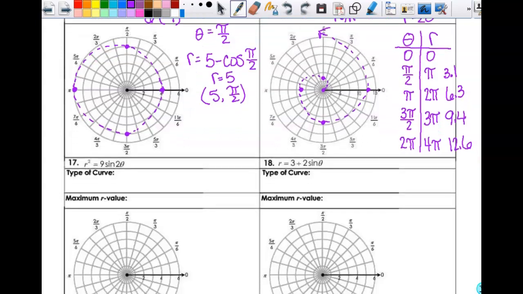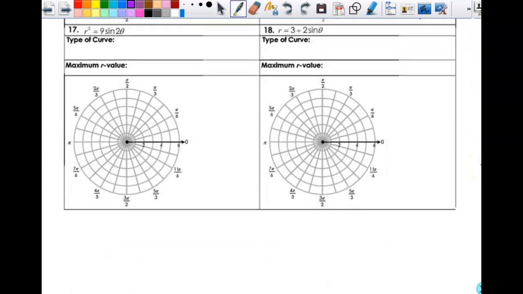All right, so let's look at 17. I'm back to r squared, so that makes it a lemniscate. My maximum r value, this is a squared, so I take the square root and I get 3. All right, so if it is like a 2-petal rose, if it was cosine, we would start on the x-axis, but it's sine, so I start in the first quadrant. And on the 3-petal rose, I wasn't confident exactly where it would go. I am confident on this one, because if it's a lemniscate, it's going to be at pi fourths.